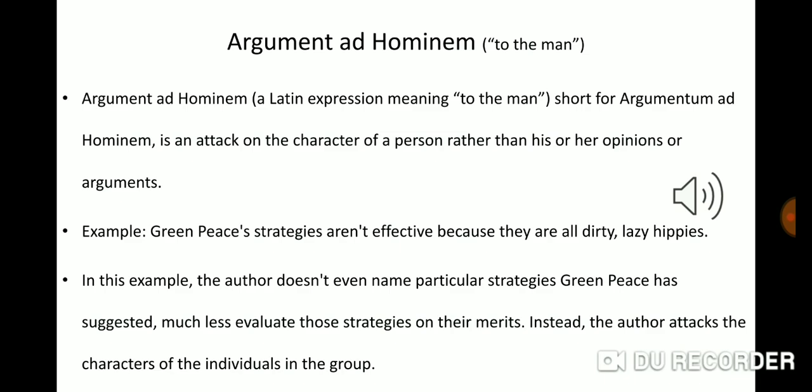Example: Greenpeace's strategies aren't effective because they are all dirty, lazy hippies. In this example, the author doesn't even name particular strategies Greenpeace has suggested, much less evaluate those strategies on their merits. Instead, the author attacks the characters of the individuals in the group.